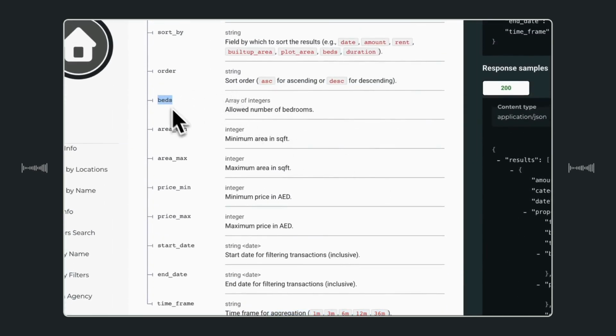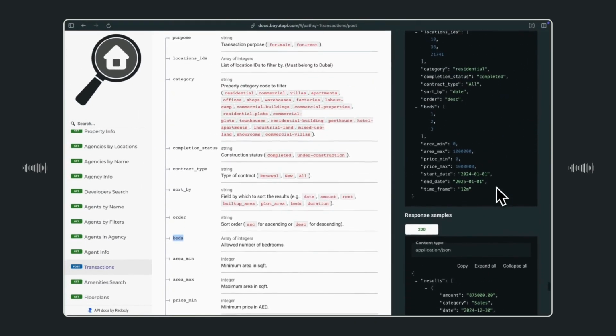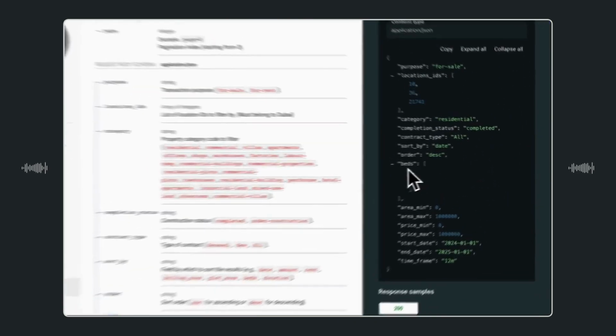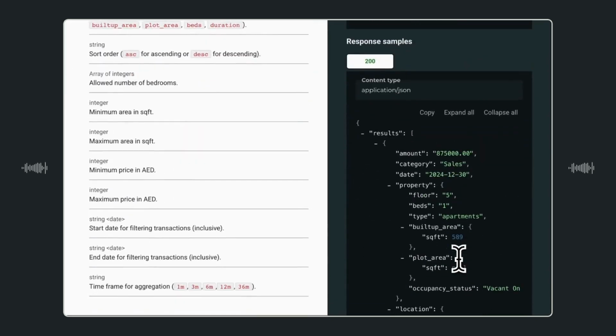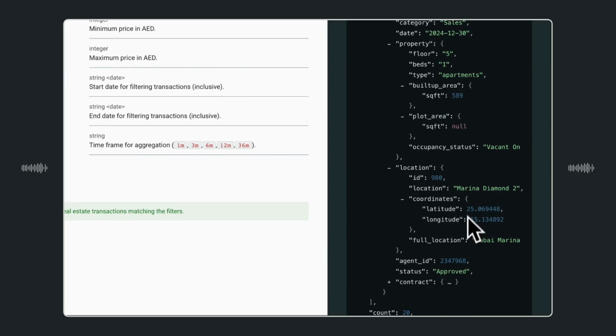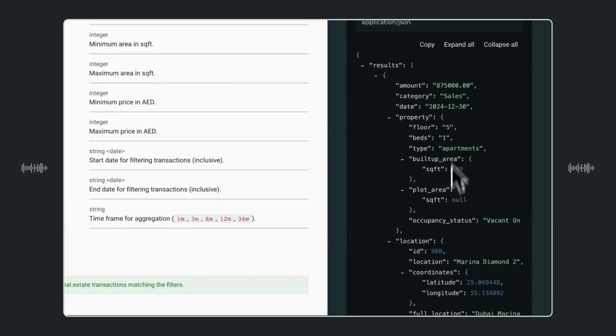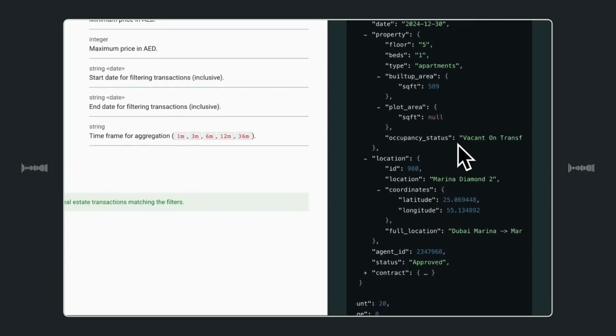This means you could spot patterns like how many one-bedroom apartments were sold in Dubai Marina for under 1 million AED in the last year. The example shows an 875,000 AED sale for a one-bed apartment in Marina Diamond 2 on December 30th, 2024. That's powerful, granular trend data. It really is. Gives you a real competitive edge, allowing you to anticipate shifts rather than just reacting to them.